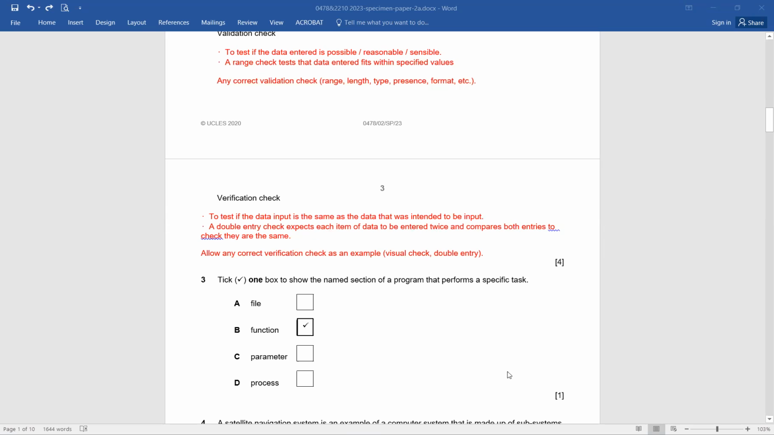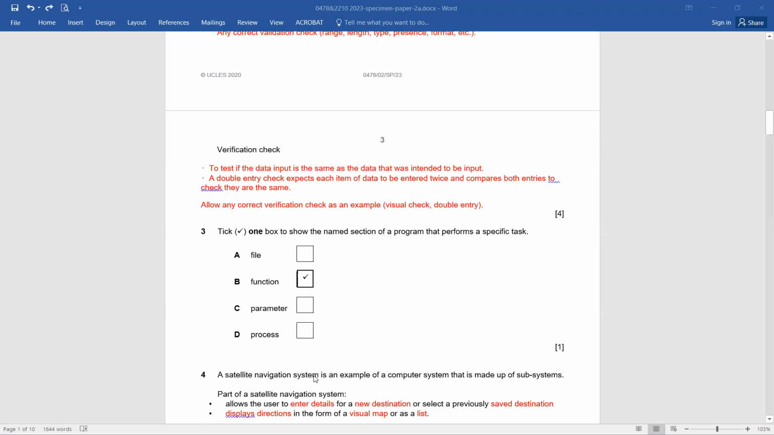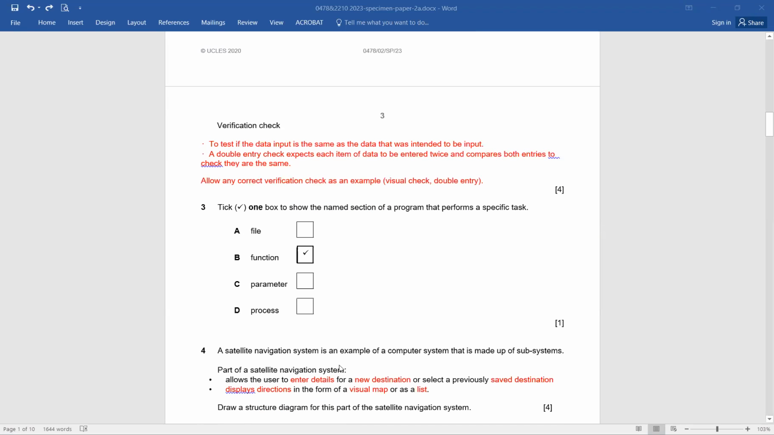Now, question number 3. Tick one box to show the named section of a program that performs a specific task. Now, that is a function, basically. Procedures and functions are a very important and easy topic, not a difficult one, that we have covered, dealing with the same concept. Now, another question, again, hardly a minute, and you will be able to score 1 mark from here. A satellite navigation system is an example of a computer system that is made up of subsystems.